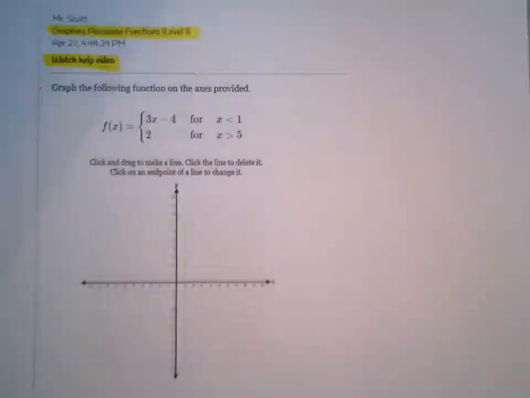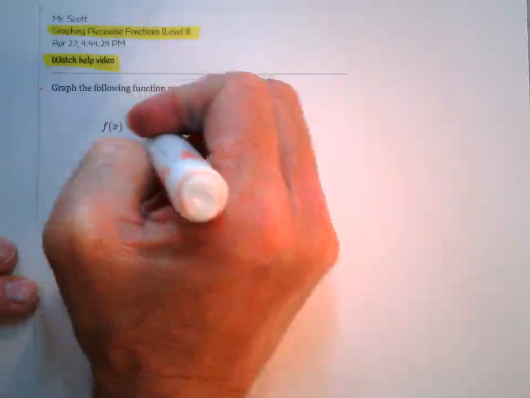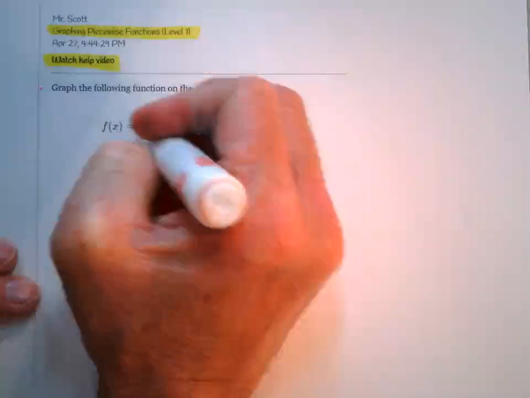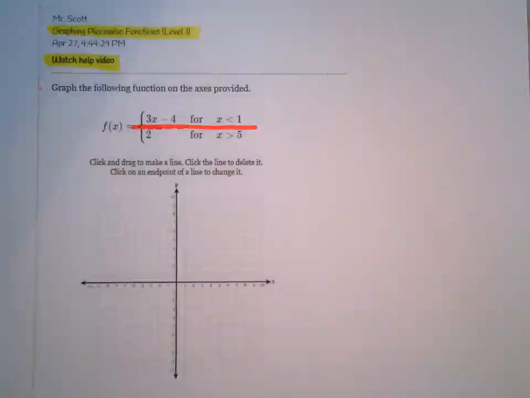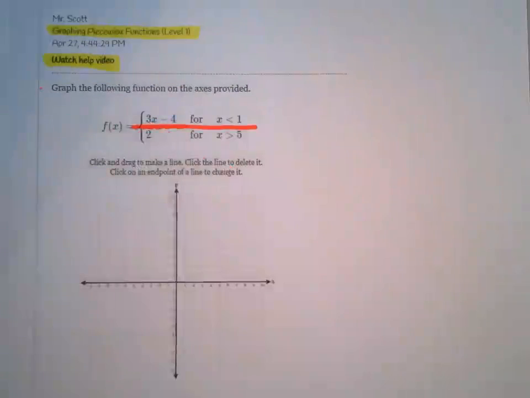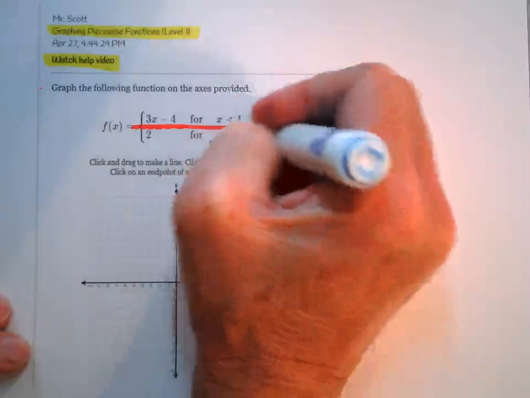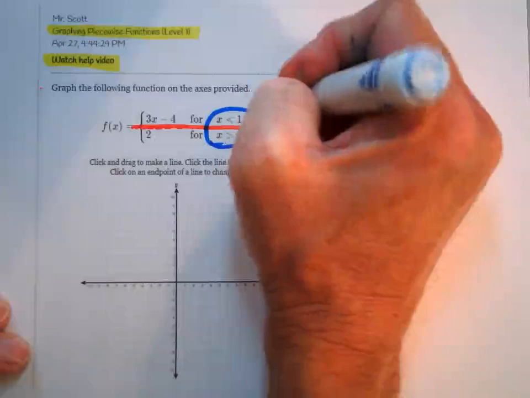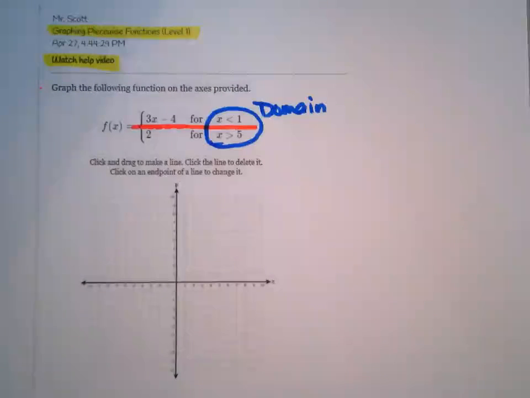All right, so we have two different problems. We have two different lines that we're going to have to graph, and they're separated by the 3x minus 4 and the 2. So these are both linear, they're both lines. And over here on the right, this part here, this is the domain. These are the x values that exist for each graph.